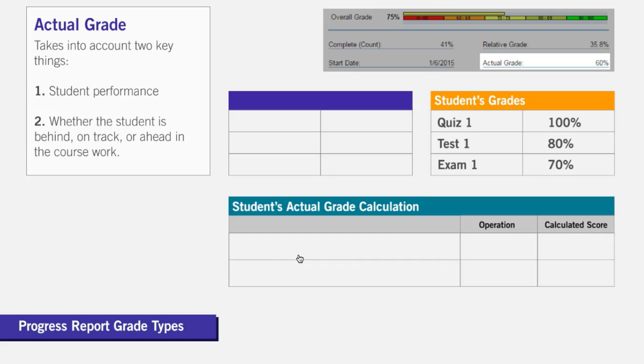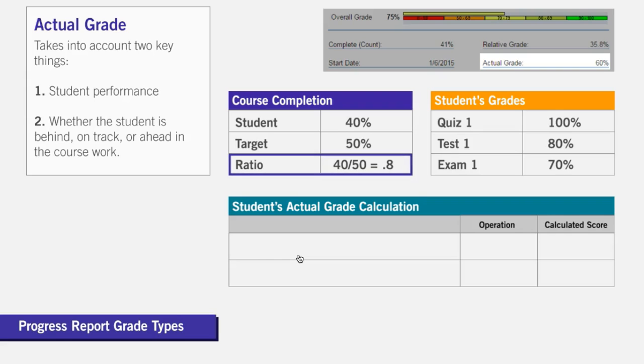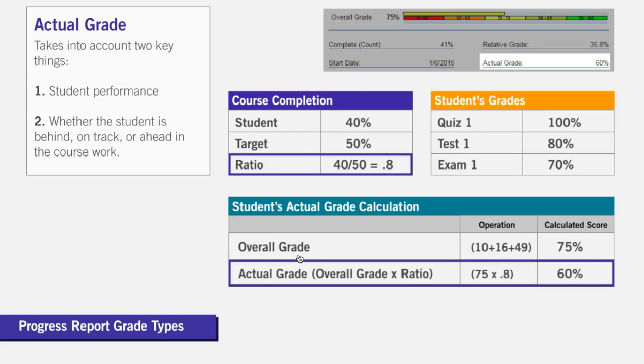Let's say our student is 40% complete with their course, but should be 50% complete, or halfway. This gives us a completion ratio of 0.8, or 40 divided by 50. This completion ratio is then multiplied by the student's overall grade, which in this example is 75%. This gives us the calculated actual grade as 60%, or 75 multiplied by 0.8.